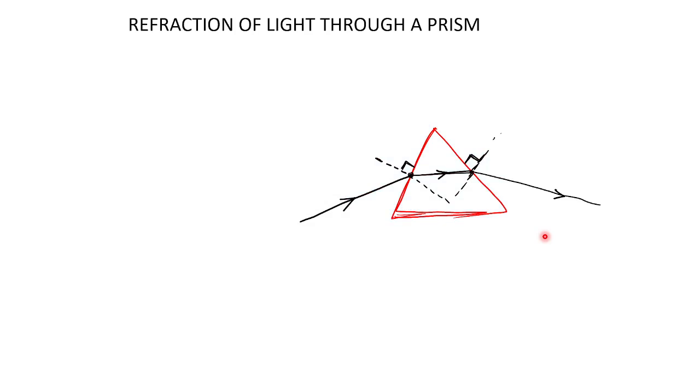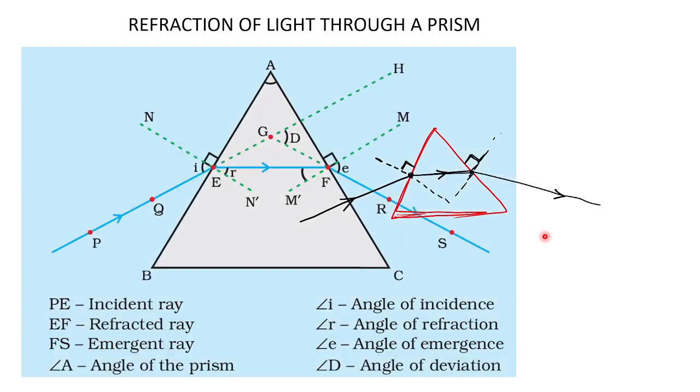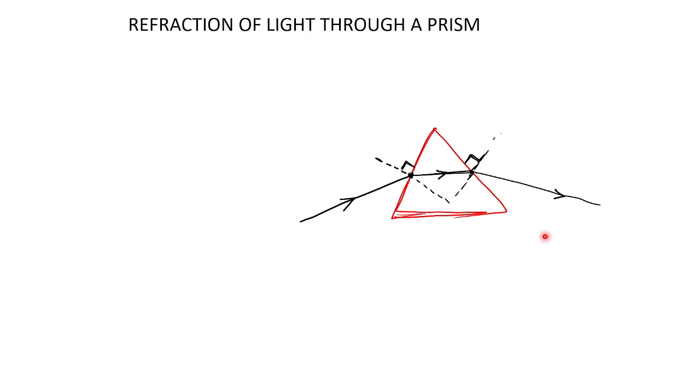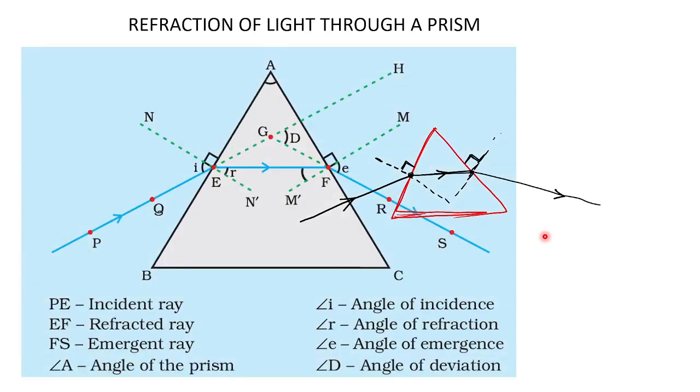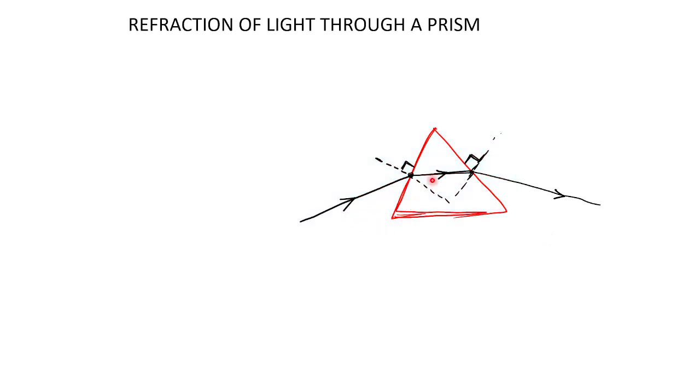You can definitely expect one question based on the prism. Normally the question will be like this: draw the prism and show the following terms in the diagram. So I will explain each and every important term associated with the prism. Maybe some 3-mark question will be based on the prism. Normally they ask for the diagram, so each term you have to understand.